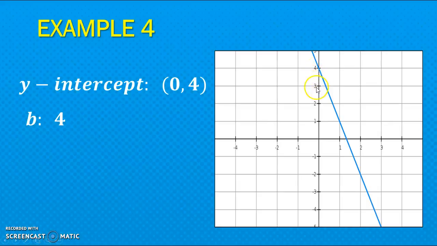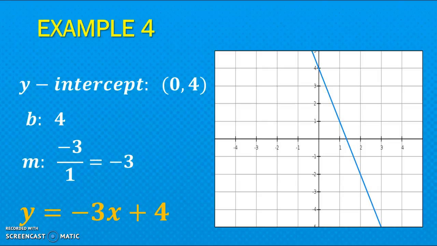Let's go back up to (0, 4) and count our way to that other point. We're going to go down 1, 2, 3. We went down 3, so that's a negative 3. And we're going to go to the right 1, so that's a positive 1. So our slope is negative 3 over 1, or when we reduce it, negative 3. Now I know b, I know m, so I can fill it into slope-intercept form, y equals mx plus b, and I get y equals negative 3x plus 4.